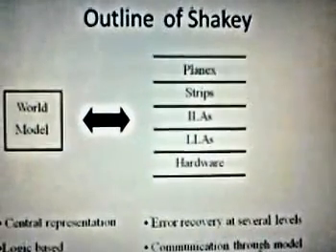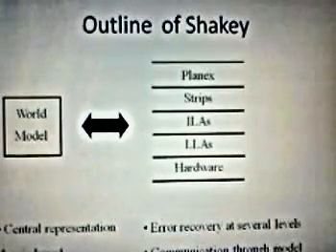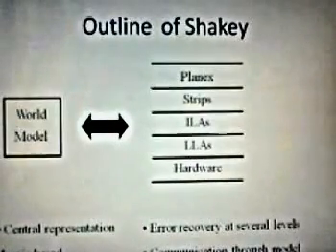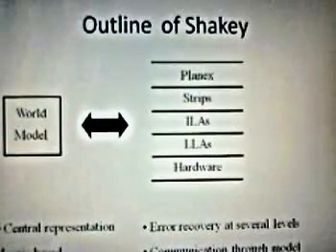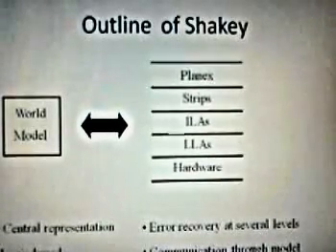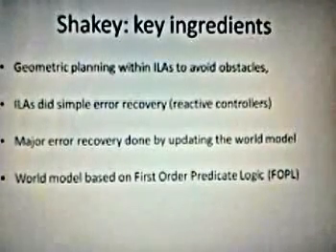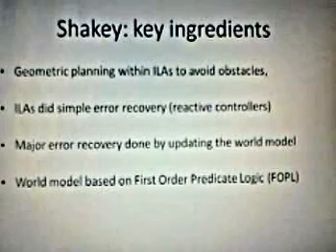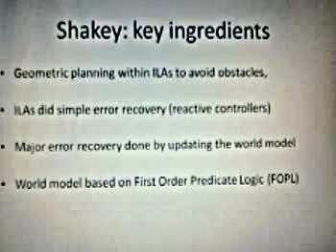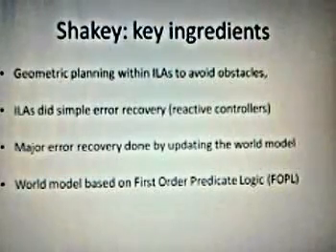This is an outline of Shakey. As you can see, the world model can be outlined as PLANEX, STRIPS, ILS, LLS, and hardware. It gives central representations, logic-based, and error recovery at several levels, and communication through the model. The key ingredients are geometric planning and the ILS, which did simple error recovery via reactive controllers. The major recovery was done by updating the world model.